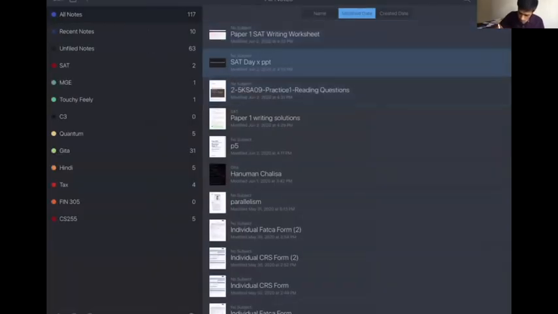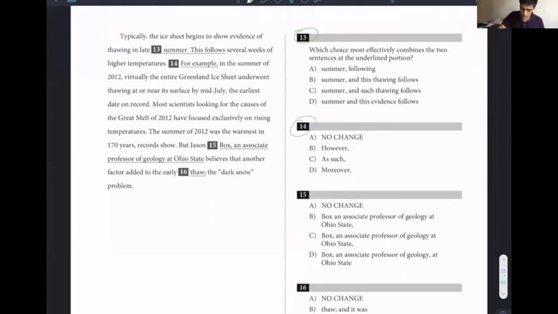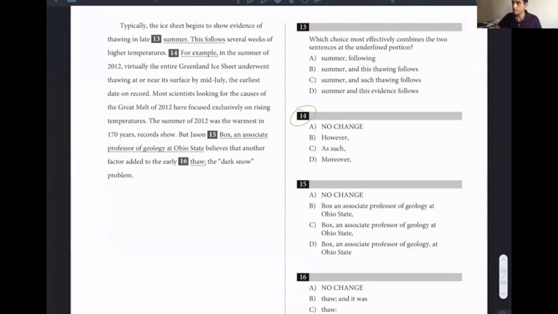Nope, not this. Let's do 14. 14, please. All right, 5, 4, 3, 2, 1.